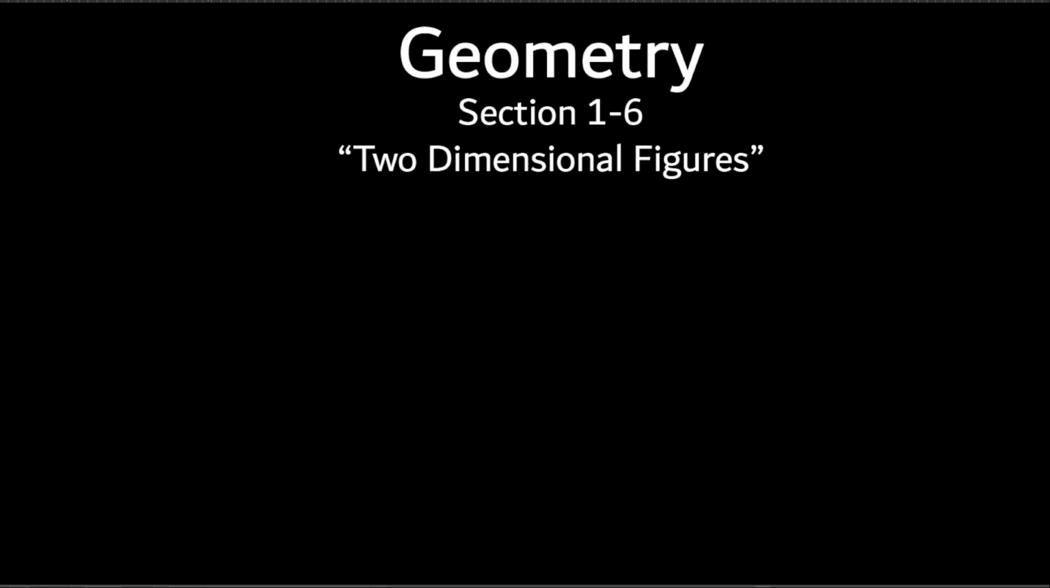We are on section 1.6, and this is called two-dimensional figures. Section 1.7 is called three-dimensional figures, but this is just a little bit easier. Basically, two-dimensional figures are things that are flat in a plane, all right? We've talked about what a plane is.